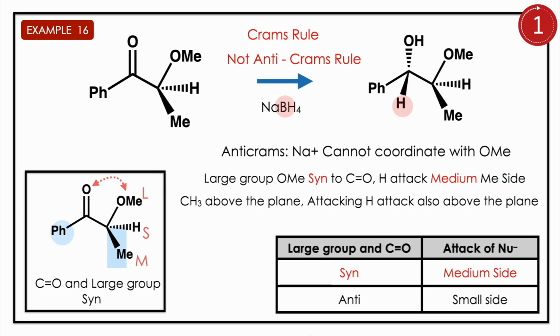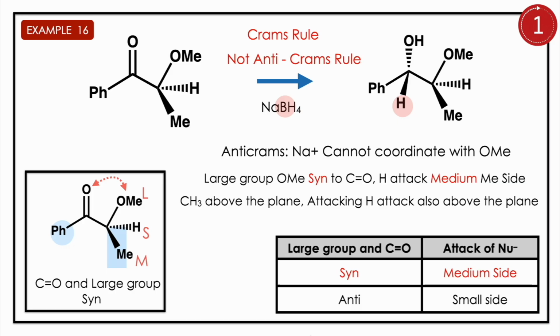Here you have carbonyl, alpha chiral carbon, but twist is it has O-methyl group. The metal is sodium. It cannot coordinate with metal, so not the anti-Cram's rule. So careful with metals. Sodium cannot coordinate, so Cram's rule followed. Let us mark large, small and medium. Here large group is O-methyl, medium is methyl, small group is hydrogen. The relationship between carbonyl and large group is important. Here it is syn to each other. So according to Cram's rule, large group and CO syn to each other mean attack will happen on medium side.